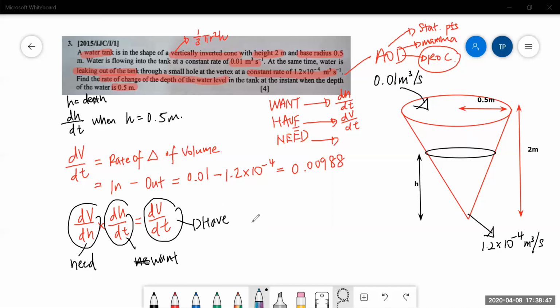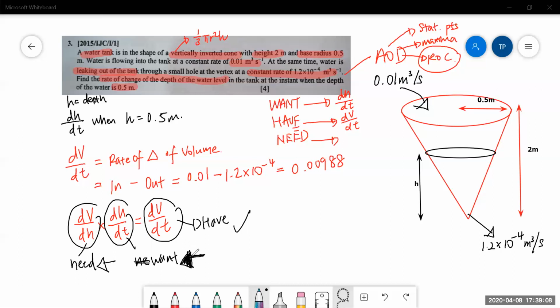So you identify that we already have this. This is what we want. Okay, how to get to what we want? So how do we find dVdH? Then you state this equation again. We cannot use this equation to find dVdH. We are supposed to use this equation to find dH dt.